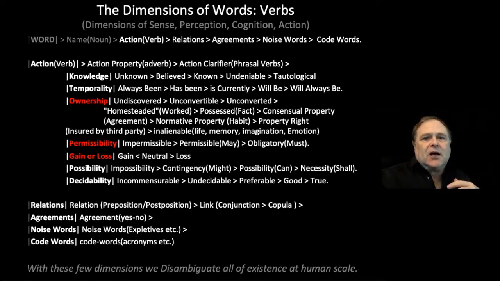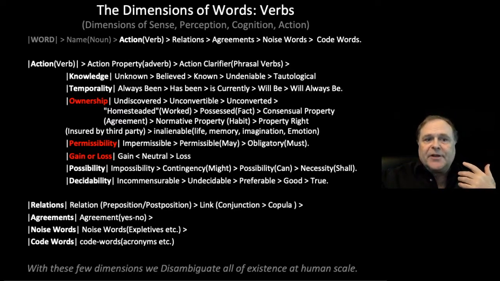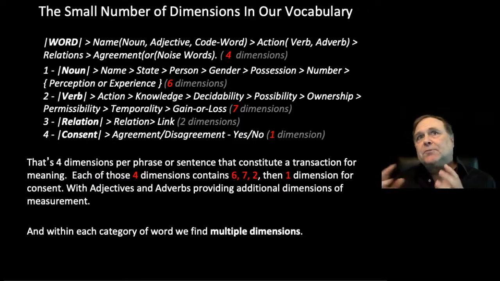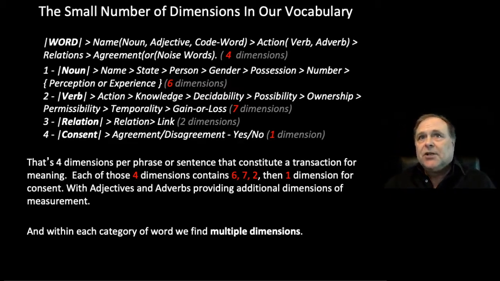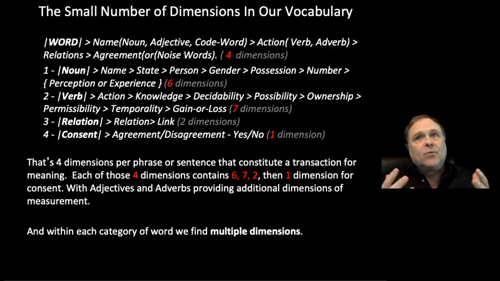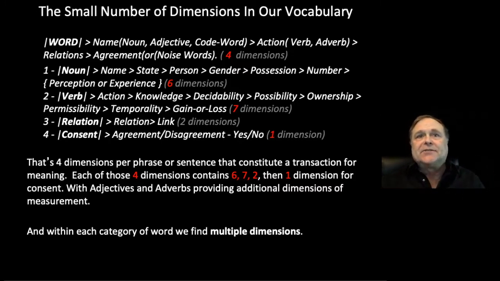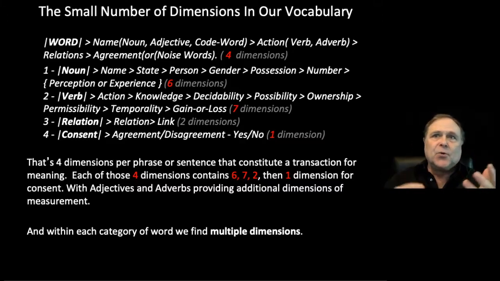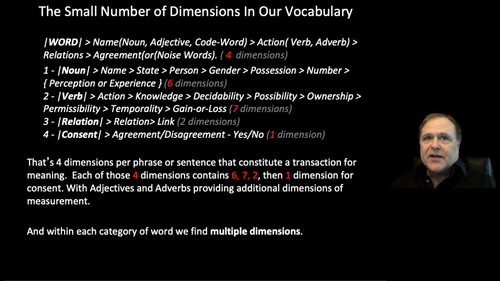So notice again, there's 1, 2, 3, 4, 5, 6, 7. Right? So you notice temporality, there's 1, 2, 3, 4, 5. You notice there's 7 dimensions here. So there's a small number of dimensions in our vocabulary. You have 4 dimensions in words. You have 6 or 7 dimensions in nouns. You have 7 dimensions in verbs. You have 2 dimensions in relations, and we have 1 dimension in consent. That's 4 dimensions per phrase or sentence that constitute a transaction for meaning, and each of those 4 dimensions contains 4, 7, 2, 1 dimension for consent, with adjectives and adverbs providing additional dimensions of measurement if necessary.